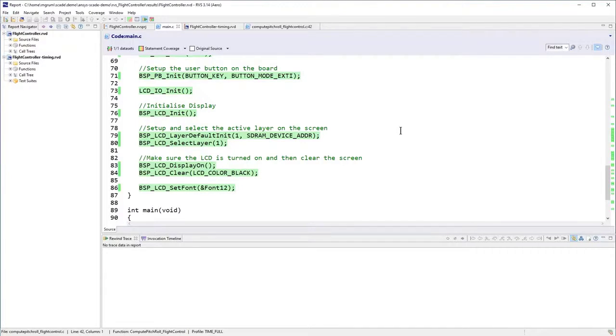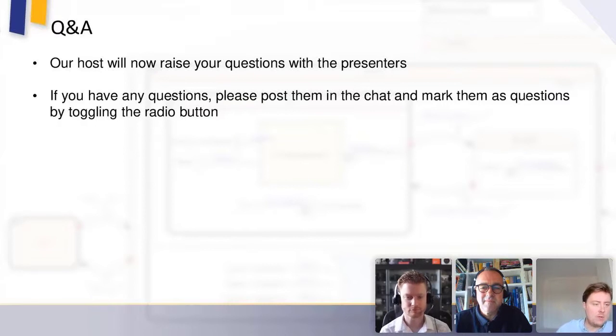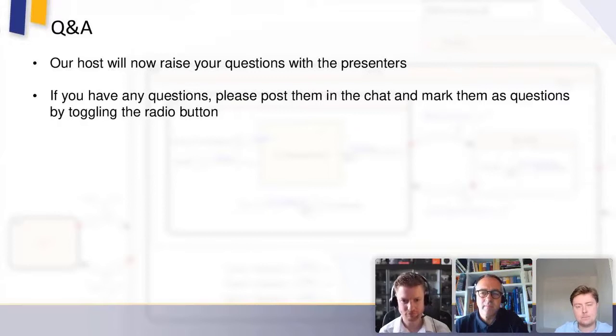So, to kick us off, we've got a question from Tabani, which I think will be best going to Matt, which is, how do you account for the overhead of instrumentation in timing analysis?